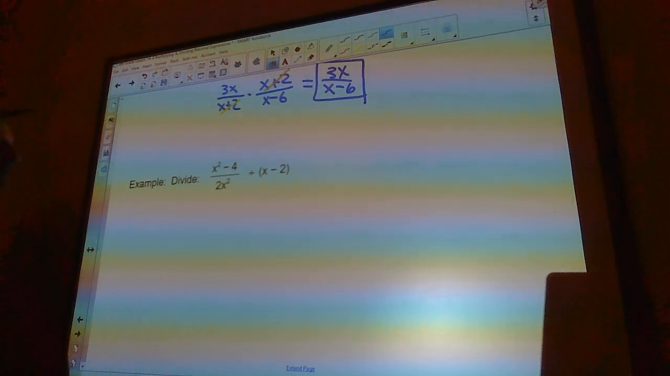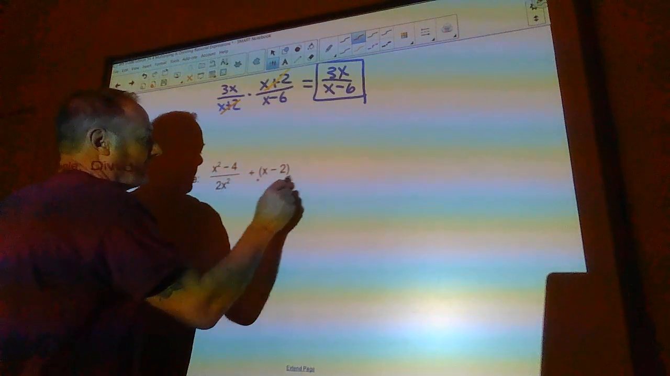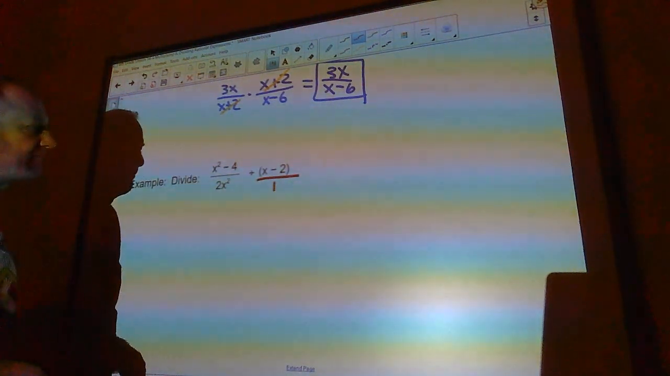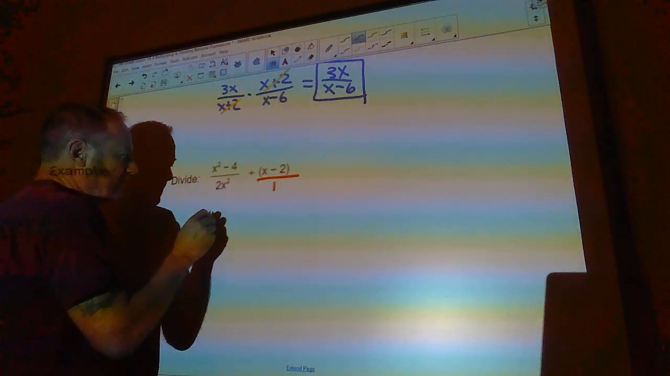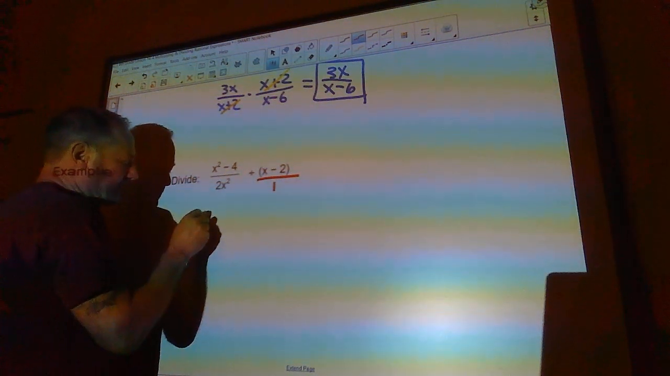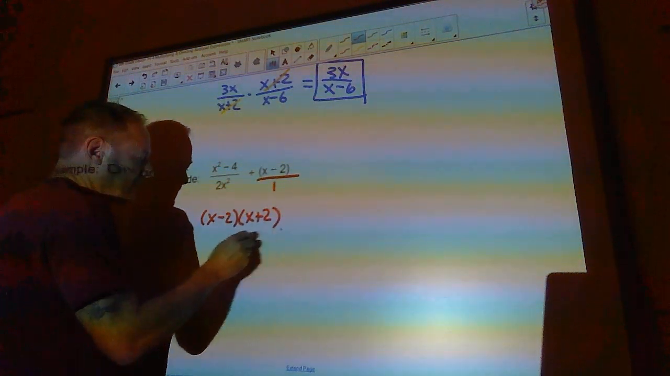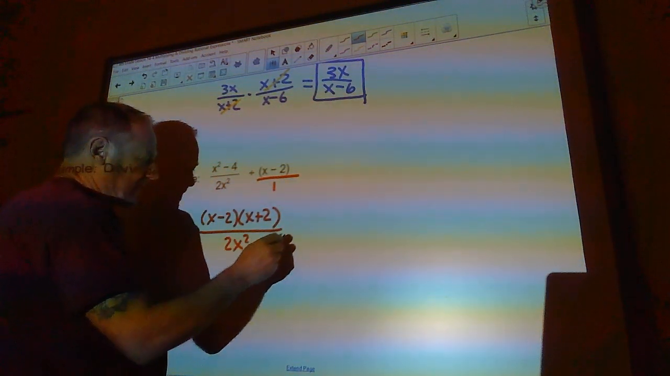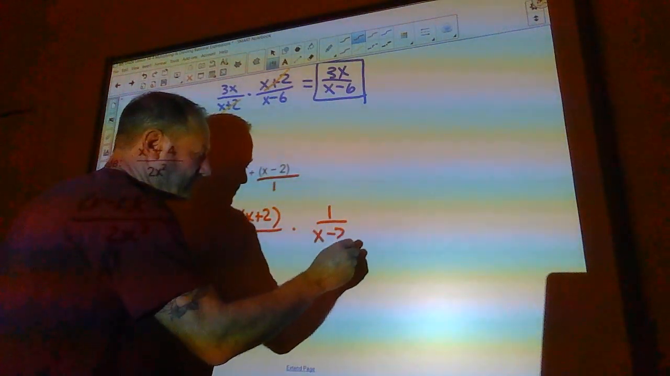Okay, sometimes we get these. This is a good reason to put this over 1, because people forget to flip it. So I'm going to go ahead and factor the top one here. This is going to be x minus 2, x plus 2. Can't do anything to the bottom. Times, flip this over, it's 1 over x minus 2.